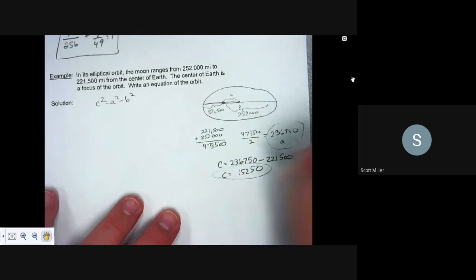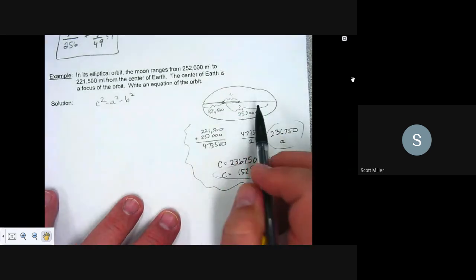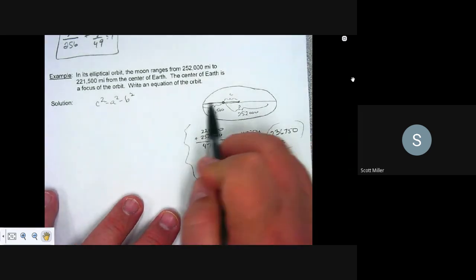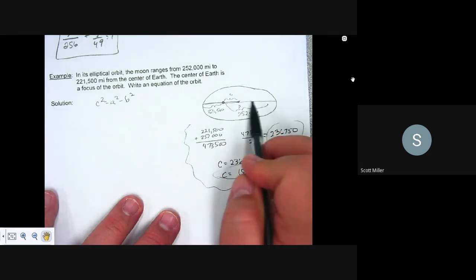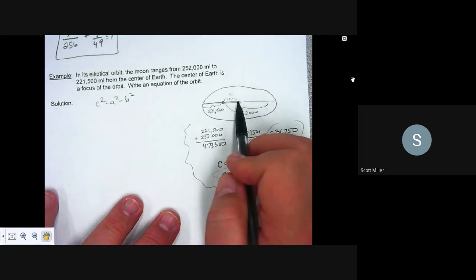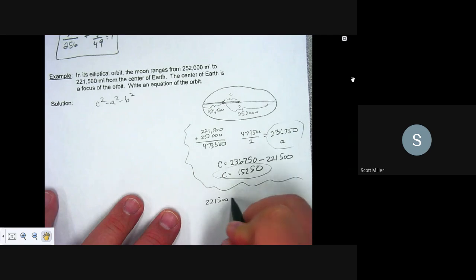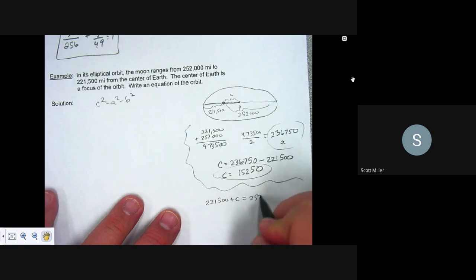Okay, there's another way to show you this. So this is one way. Another way that I saw would be this. A is this distance, so this number plus this number, and A over here is this distance minus C. So I have 221500 plus C equals A, and 252000 minus C equals A.